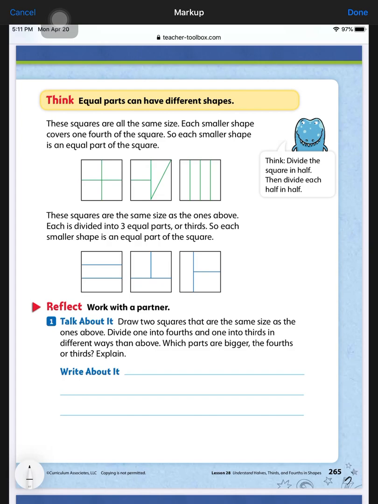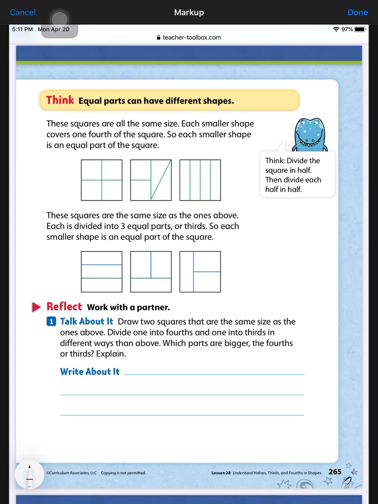So here we go. Page 265. Think. Equal parts can have different shapes. These squares are all the same. Each smaller shape covers 1/4 of the square. So each smaller shape is an equal part of the square.